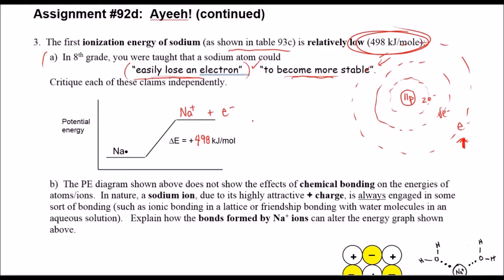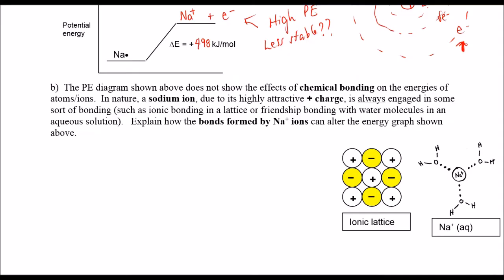But to become more stable, we have a problem, because here, this is a high potential energy state, and therefore is less stable than the neutral atom. So we have a problem. What you were taught in 8th grade is only a partial truth. The solution to the puzzle we had above is going to lie in the concepts of bonding, chemical bonding. So here we saw that just making the ion itself is not making it more stable.